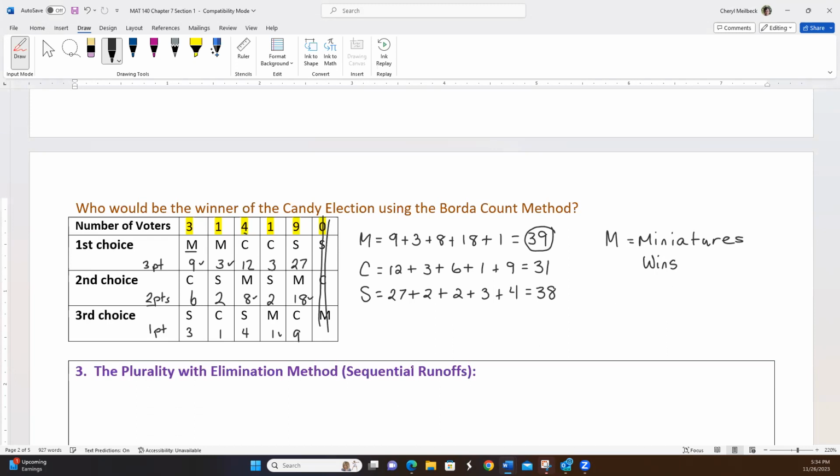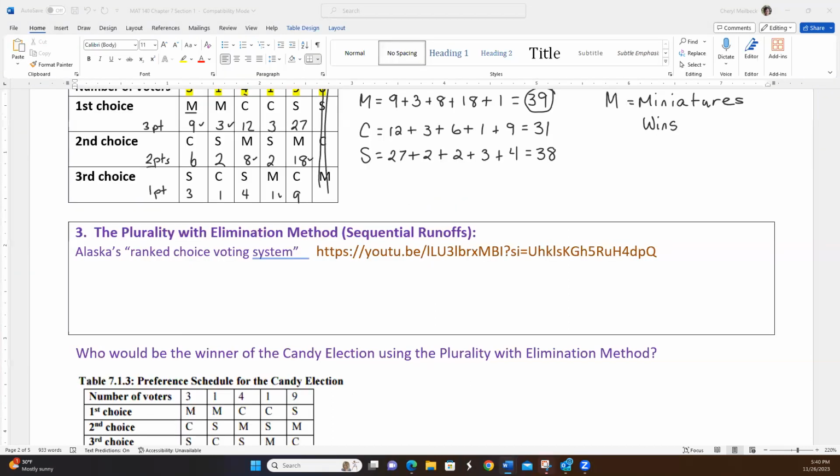Now, this next method is called plurality with elimination. And there is a video on this. I'm going to post a link to it right now. So in Alaska, they call it a ranked choice voting system. It is the same as our book's plurality with elimination method. If you want, the video is really good. It gives a nice visual representation of what happens.